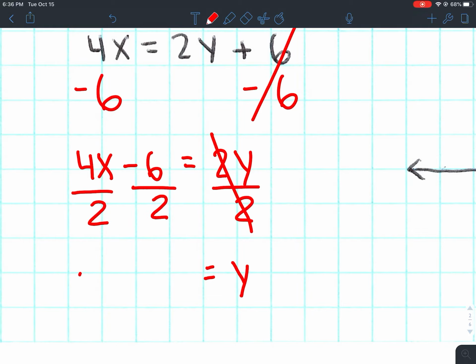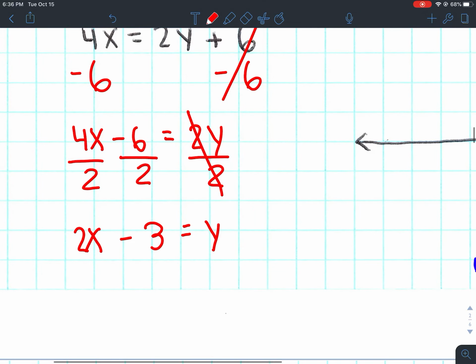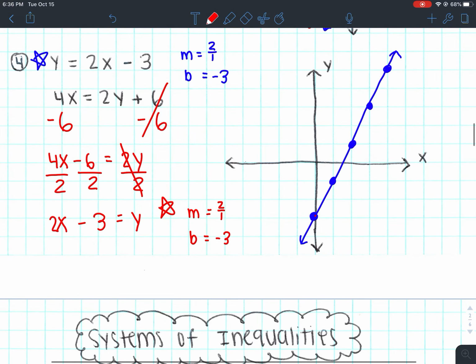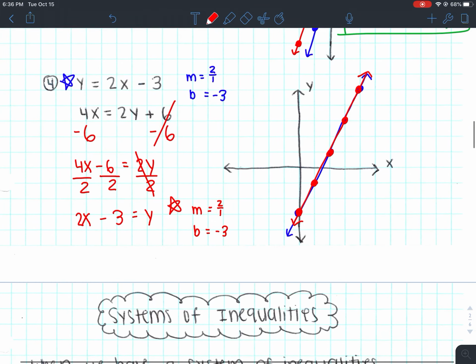It's kind of backwards than what we're normally used to. So 4x divided by 2 is going to be positive 2x. And then negative 6 divided by 2 is going to be negative 3. So this is my red line. My slope is going to be positive 2 over 1, and my y-intercept is negative 3. So I'm going to graph negative 3, and then I have a slope of up 2 to the right one, up 2 to the right one. As I'm using my slope, I notice that it's landing on every single point that I had previously.